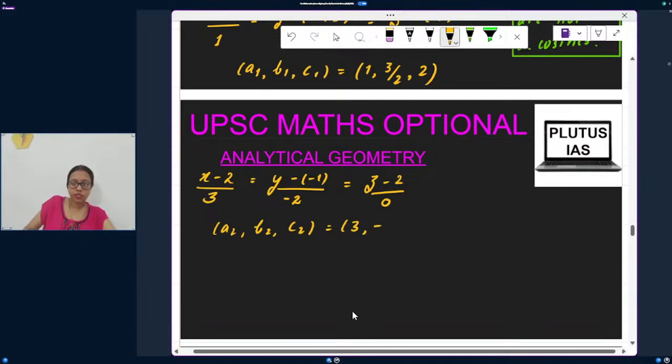3 minus 2, 0. Just apply the formula. Cos theta is A1, A2. Let's multiply A1, A2 plus B1, B2 plus C1, C2.